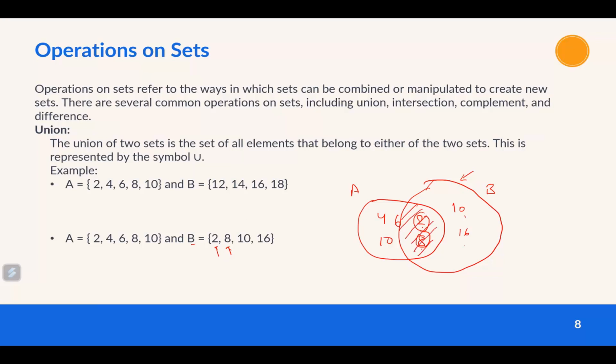And what is union representing? Union is representing all these elements, so the elements of A as well as the elements of B. So this is a union operation. So what does union say? The region which is comprised of A as well as comprised of B. The overall region here is the union operation between the sets represented in Venn diagram form.